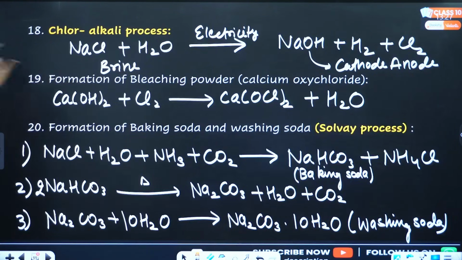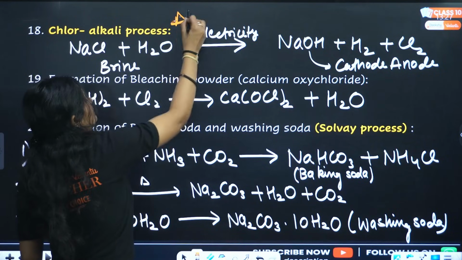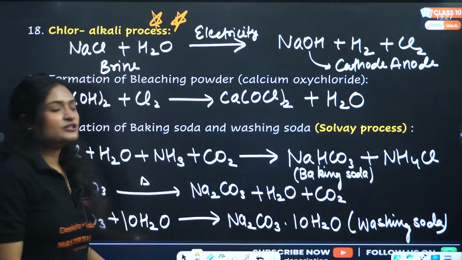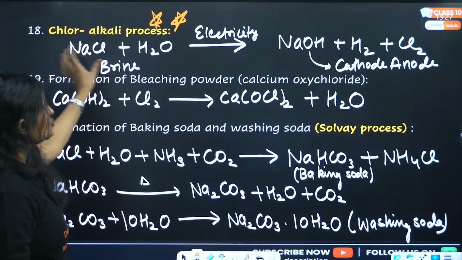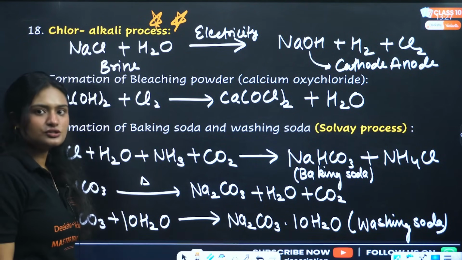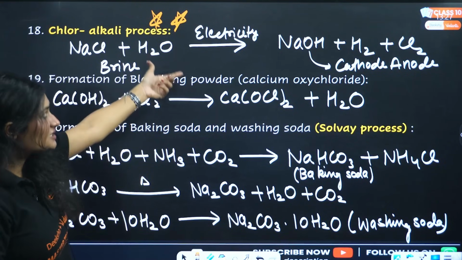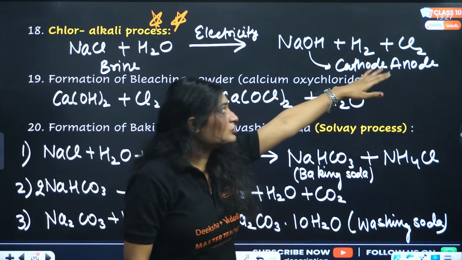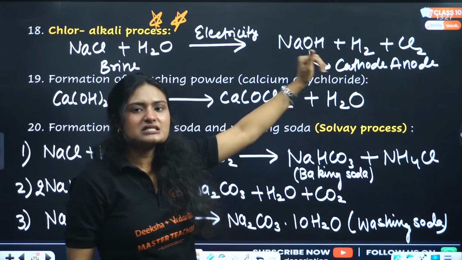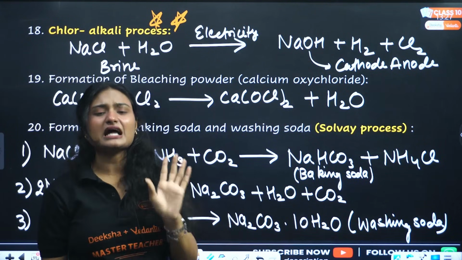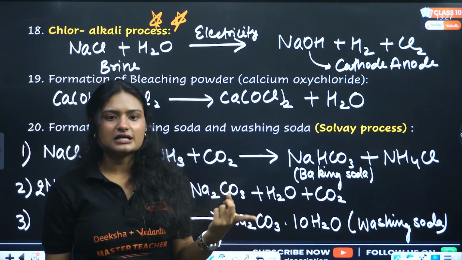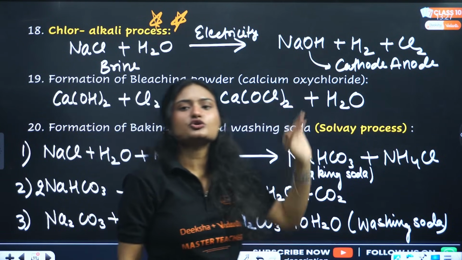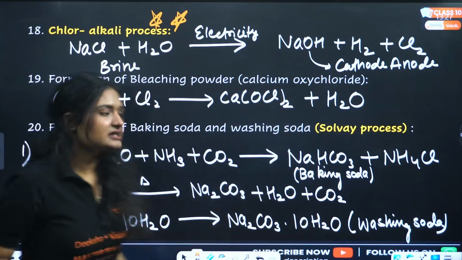Next is chlor-alkali process. Very, very important, my dear kids, from the exam point of view. Star market. Chlor-alkali process means when you take brine, which is aqueous solution of sodium chloride, and pass electricity through it, we get sodium hydroxide plus hydrogen gas and chlorine gas. Chlorine gas is evolved at anode, hydrogen gas is evolved at cathode. Simply remember, cathode has hydrogen, H. Sodium hydroxide is also formed near the cathode.